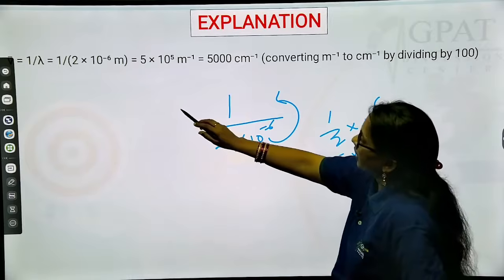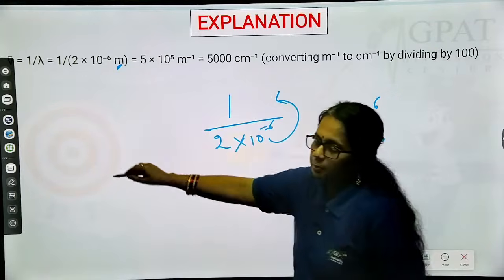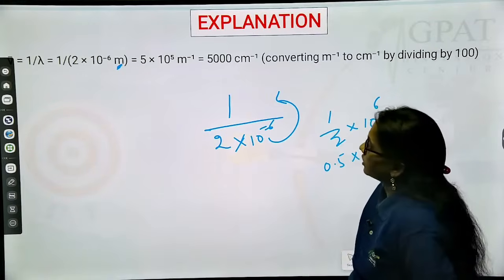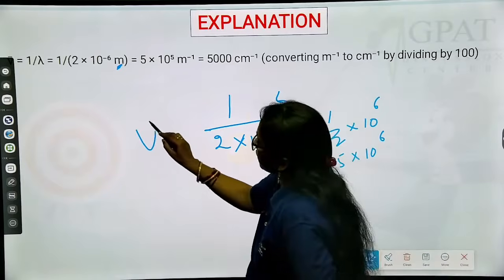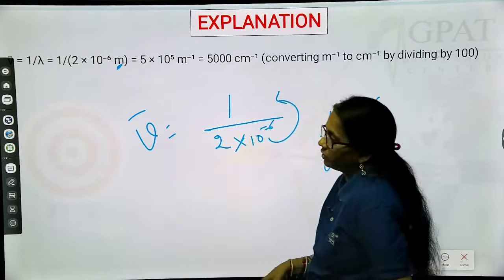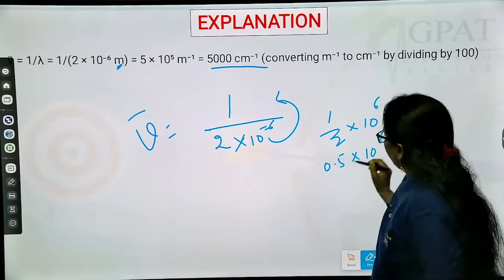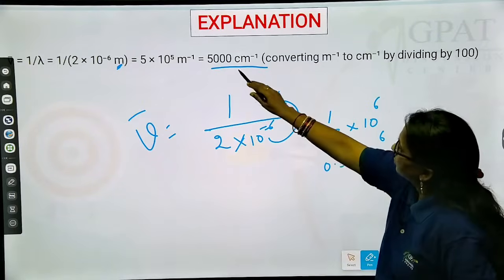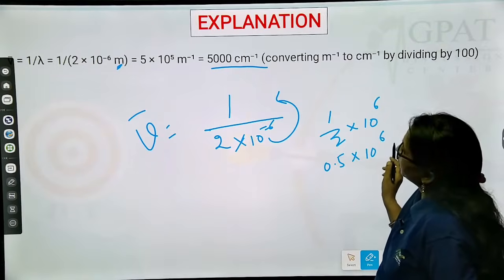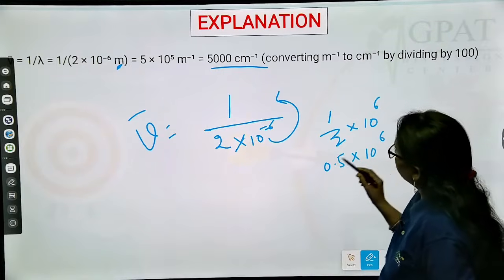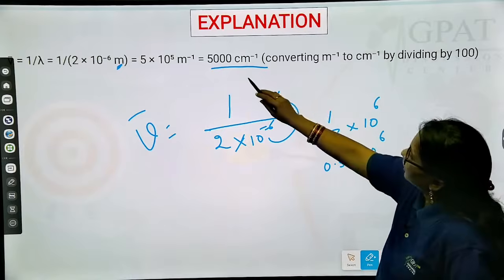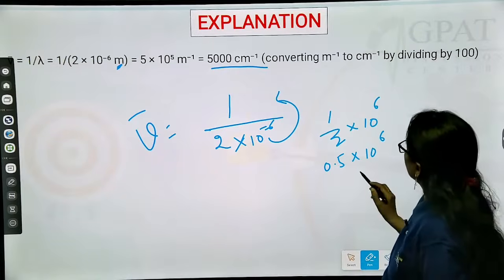But what they have given is in meters, while the answer is in centimeter inverse, because the wave number is observed in centimeter inverse. So if you convert this, 0.5 into 10 to the power of 6, the meters we need to convert into centimeters.